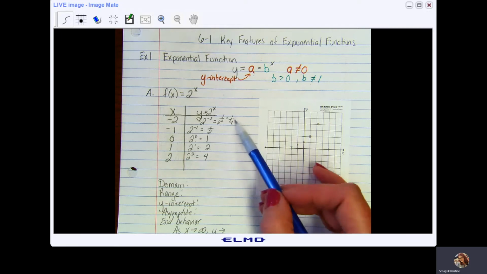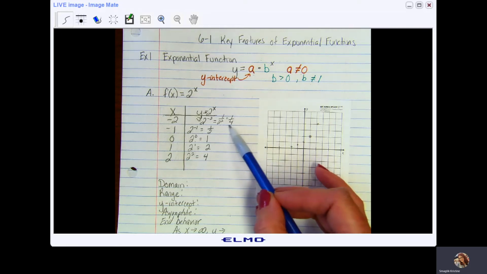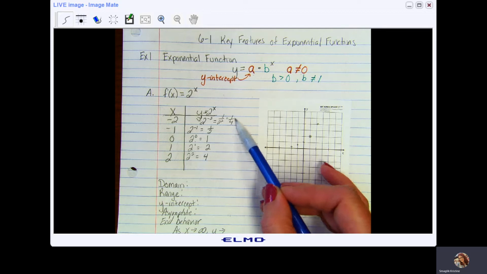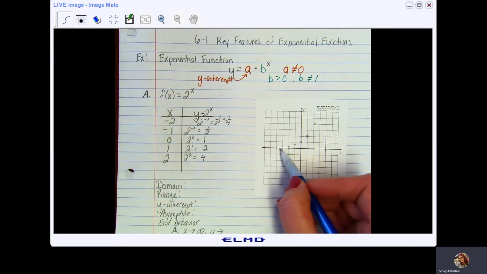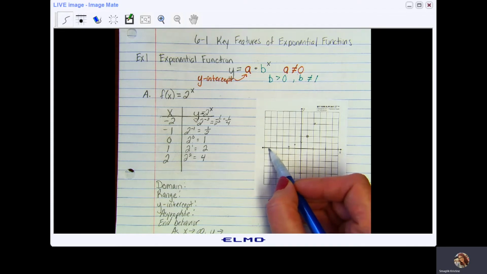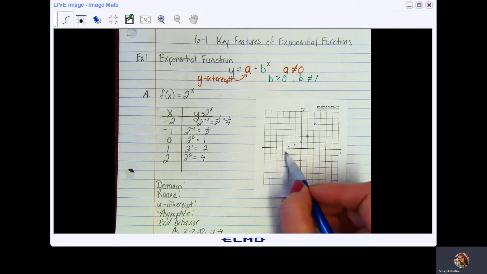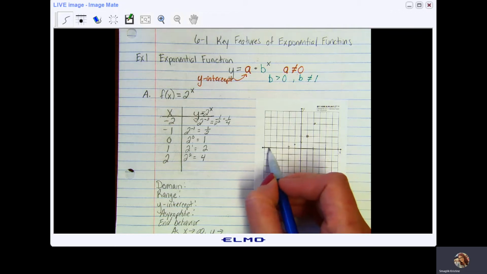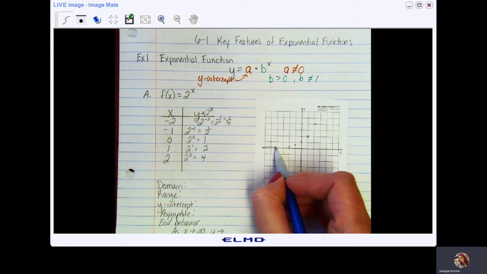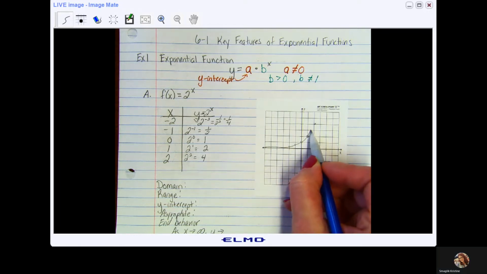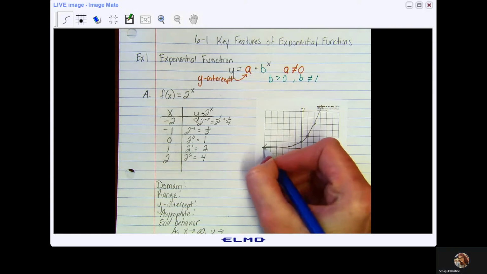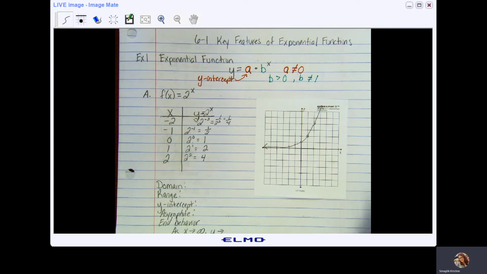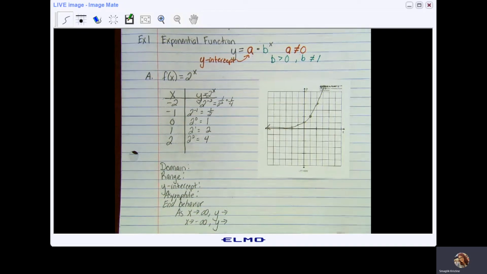And understand, too, that there is no way I could ever have anything in the denominator that's going to make this equal 0. So my graph here is never going to touch the x-axis. I'll never have a y value of 0. I will never have any y values that are negative. What's going on here is this x-axis, y equals 0, is an asymptote. And this will just continually go up exponentially. So there's our graph.